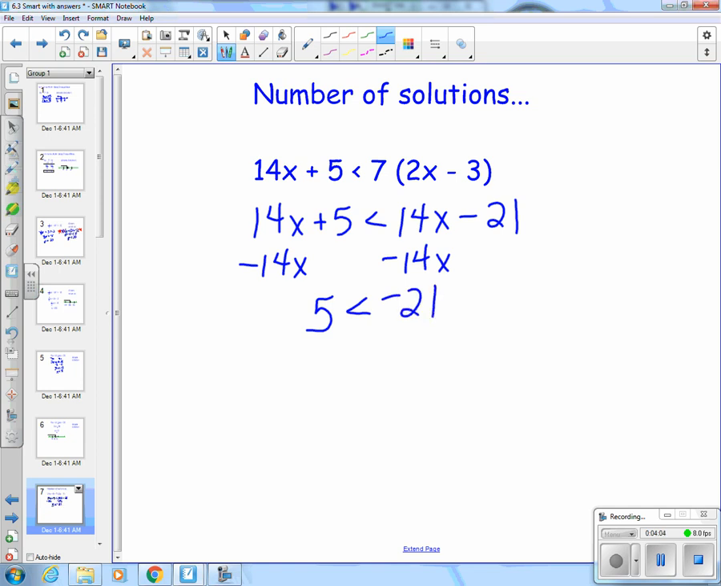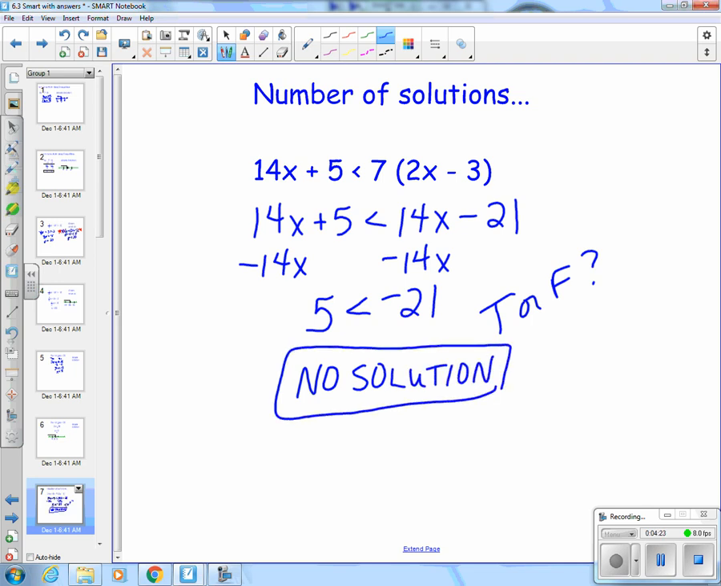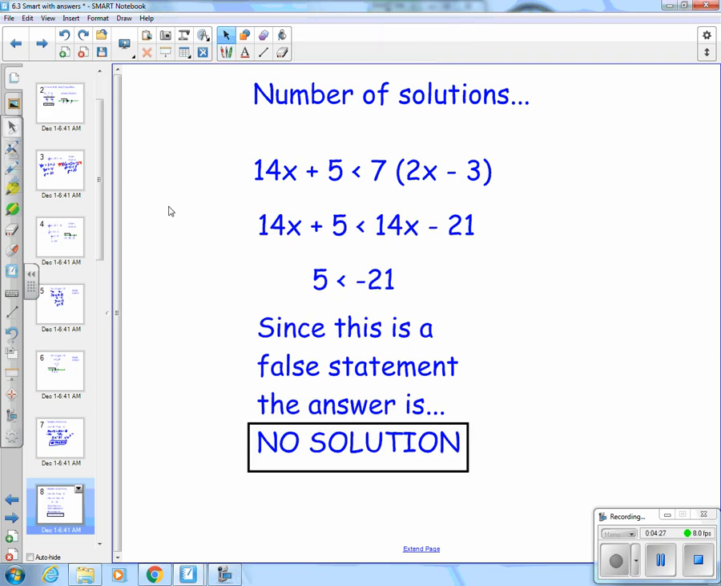Is that a true or is that a false statement? That's what your brain should be thinking. Well, 5 is less than a negative 21. That's a false statement. So we are going to say there is no solution to this problem. Your box goes around no solution, please. False statement. Answer is no solution.